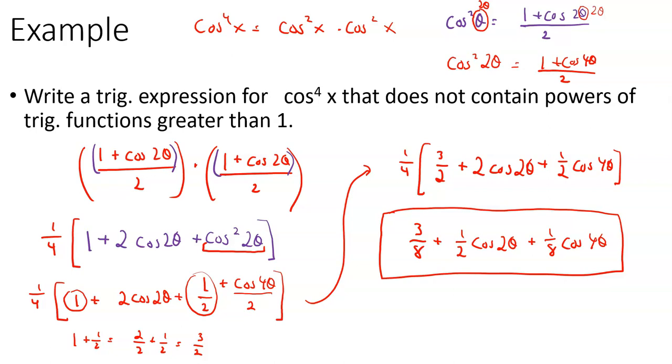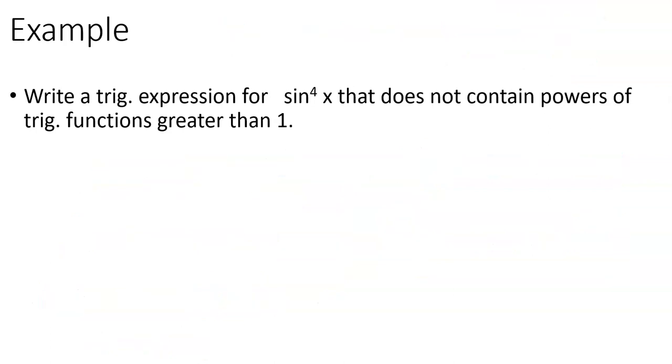All right, can we do that for sine to the 4th? Maybe it's just a good thing to see how these things work out. Expression for sine to the 4th that does not contain powers of trig functions that are greater than 1. Same idea, right? We'll write sine to the 4th as sine squared times sine squared. And if you think you have the idea of it, you could probably zip through this thing. I think it's just nice to go through a second example of this.